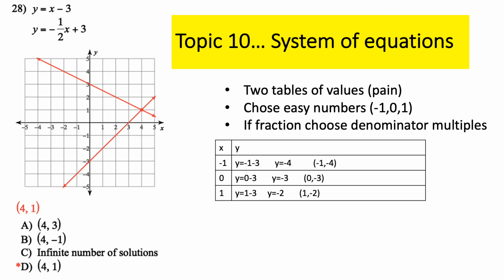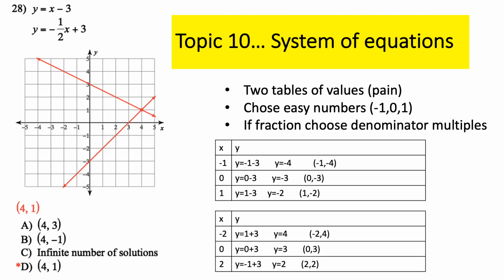It ends up being the top one. Here's the table of pain for that one. So why did I pick -2, 0, 2? Because I got a fraction attached to x. When there's a fraction attached to x, look at the denominator, and those will be the numbers that you will use. If it was 1/3, you'd use -3, 0, 3. If it was -1/4, or +1/4, then you'd use -4, 0, 4.